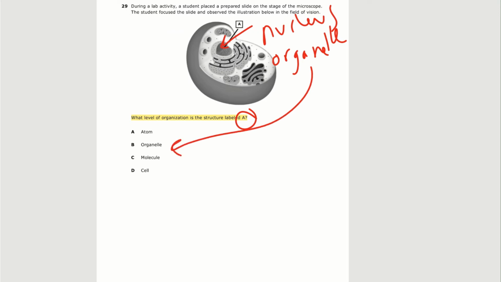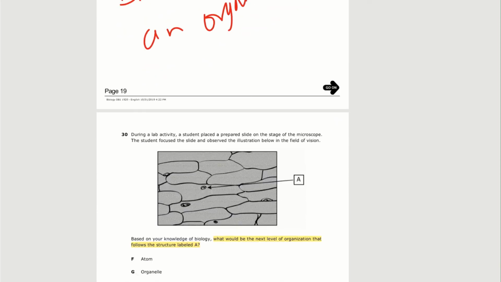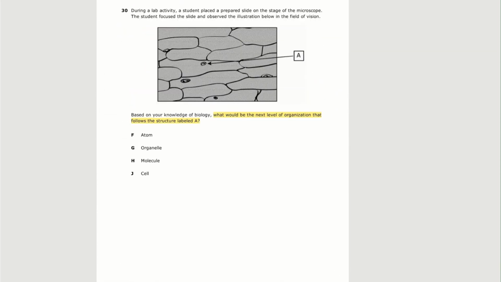But is that my answer? What is the question asking? What level of organization is the structure labeled A? Yeah, it's an organelle. It is asking me that. Good job. I now know a nucleus is an organelle. Shame on you if you put cell. It's pointing at what's inside, not what's outside. It's not pointing at your body, it's pointing at your heart. Or I should say the brain, right? The nucleus is like the brain. It tells you what to do.